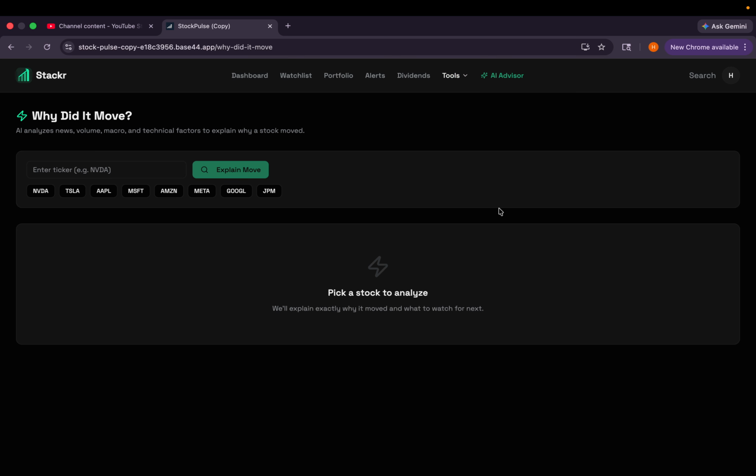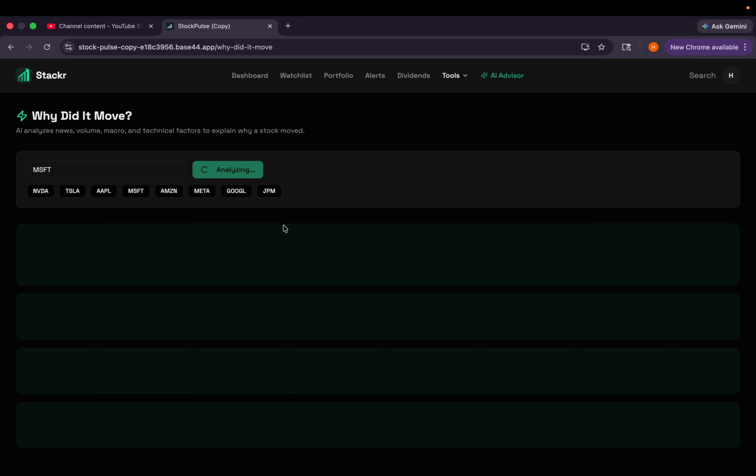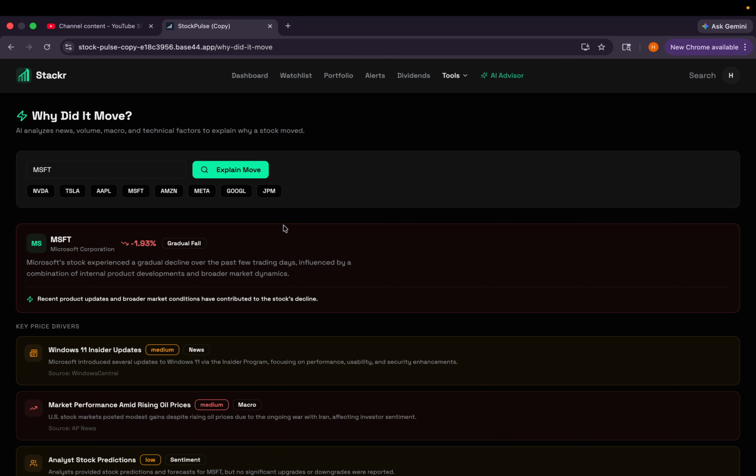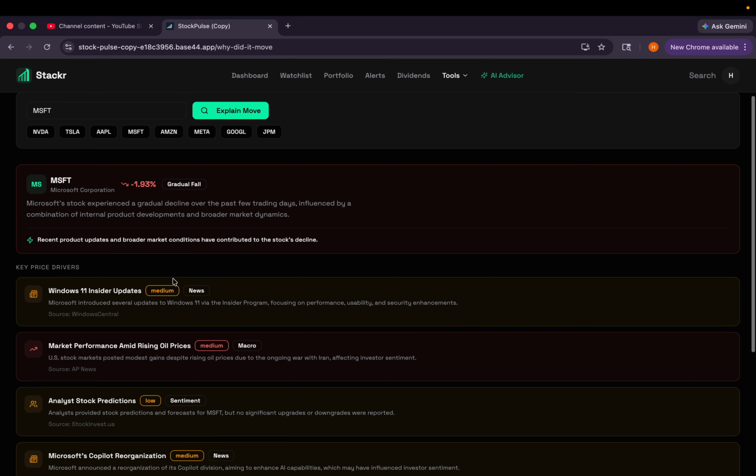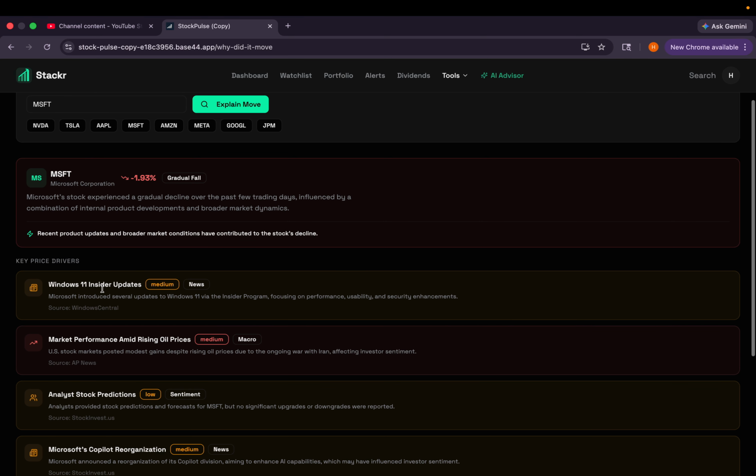So now we can go to why did it move. If we go to Microsoft, we can see why a stock either went up in price or decreased in value. We can see that it obviously decreased, and it tells you key price drivers.